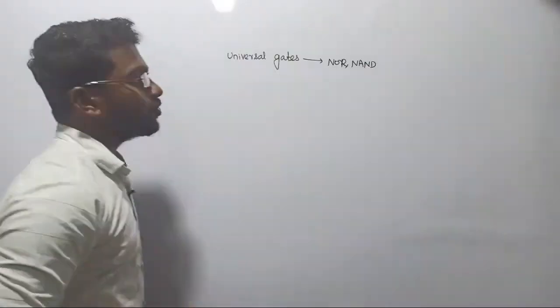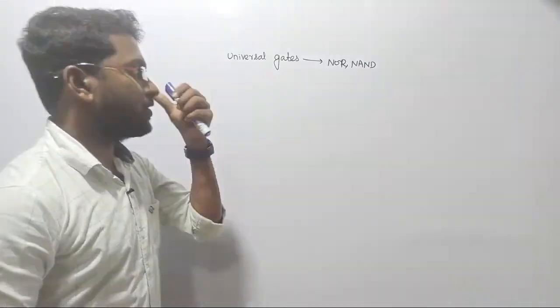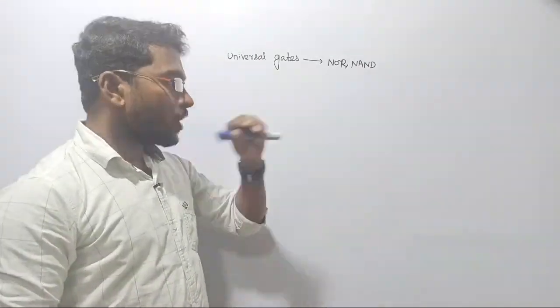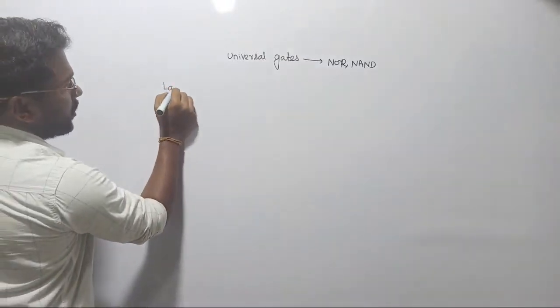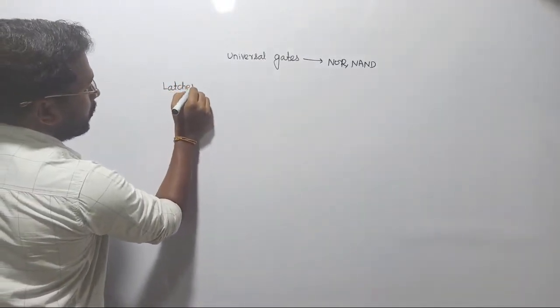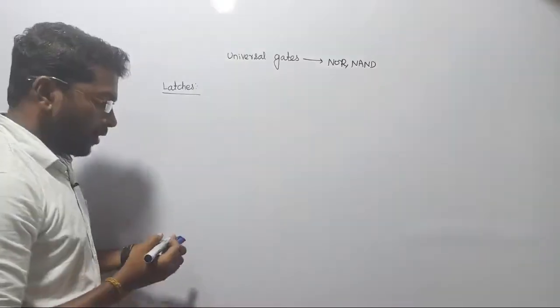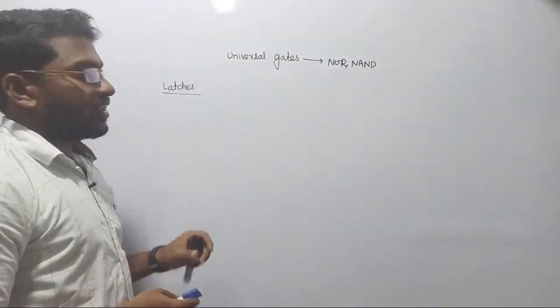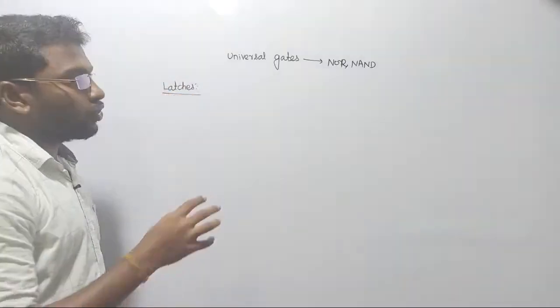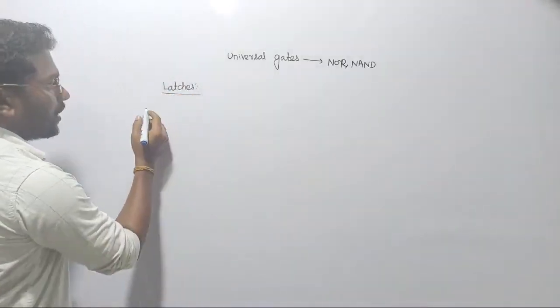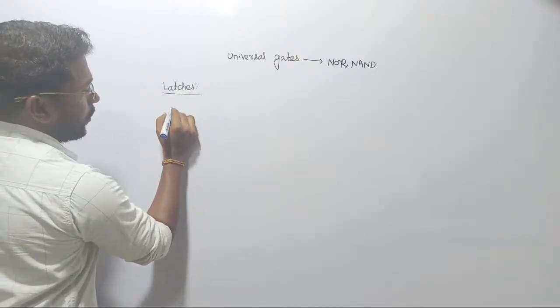So totally we are going to use two types of separate gates in order to design the sequential circuit, right? The first sequential circuit that we are going to design now is simply called latches. In order to design the latches, either you can go with NOR gates or you can use NAND gates. There are two possibilities, right? So first, let us design the latches with the help of NOR gates.